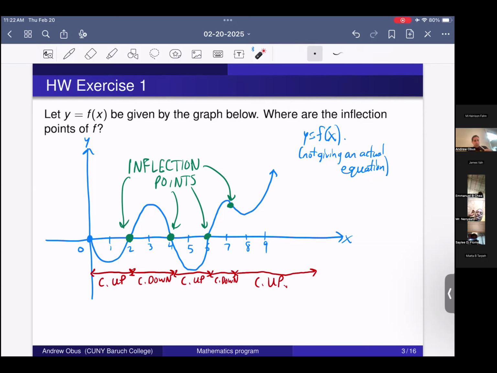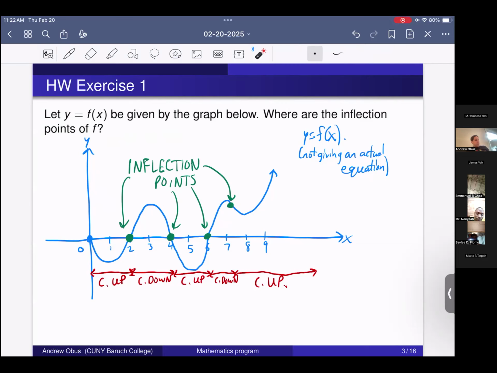I thought you were asking us to find a reflection point for the concave up and concave down. So can we identify the points to be two and four for concave up and down? Two and four, which is six. Yeah, usually we don't categorize inflection points.